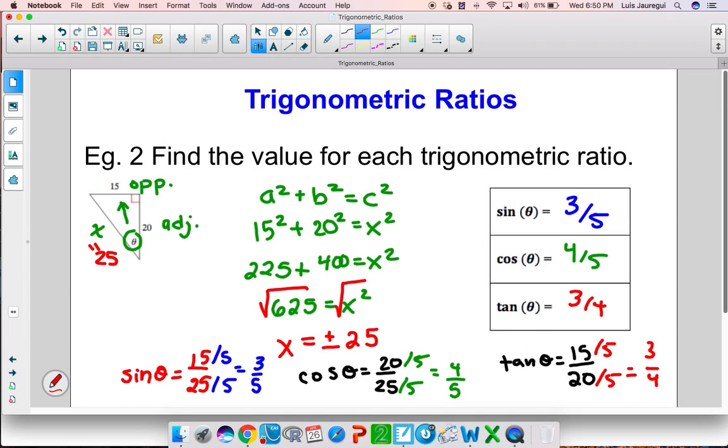So that concludes this particular tutorial on how to find trigonometric ratios. Just be careful, use Pythagorean Theorem if needed, and good luck.